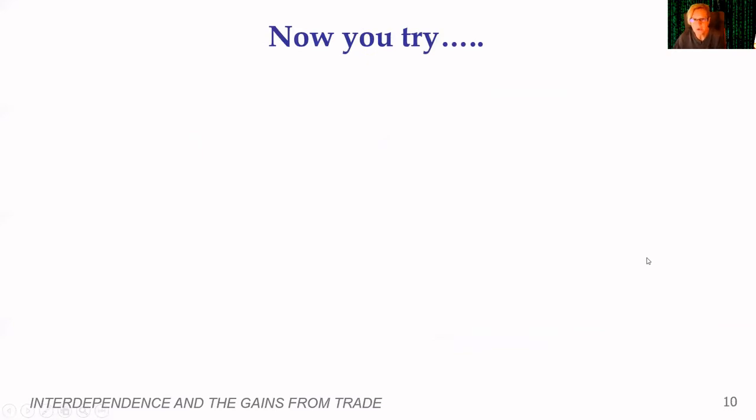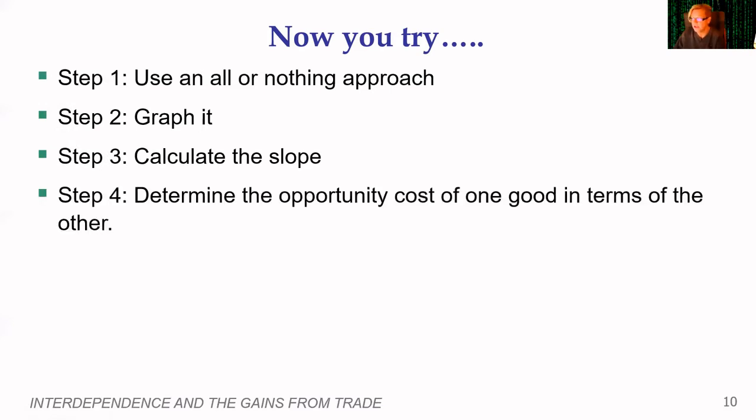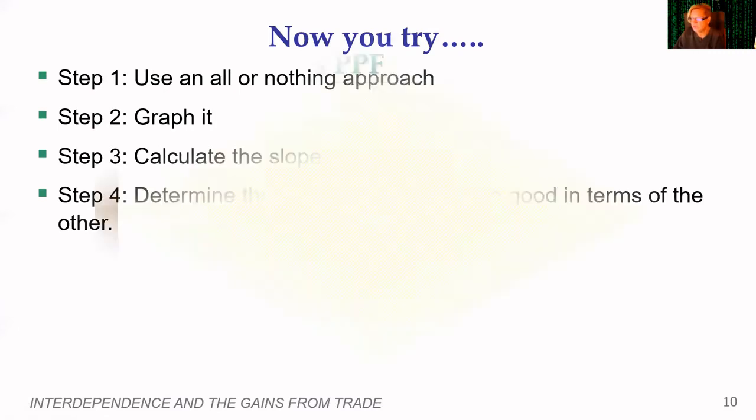Okay, at this point, what I want to do is for you to try a problem. And what I'd like you to do is pause and then go ahead and follow along with me. And here's your problem. Remember, use the all or nothing approach, graph it if necessary, calculate the slope, and determine the opportunity cost of one good in terms of the other.